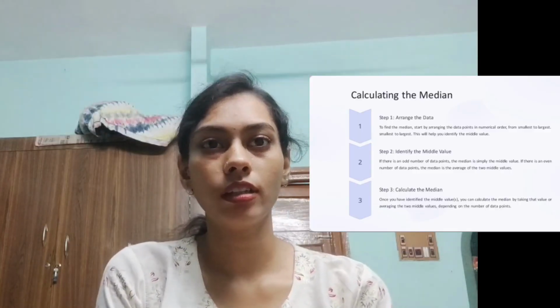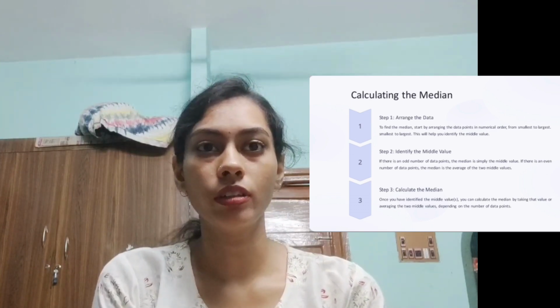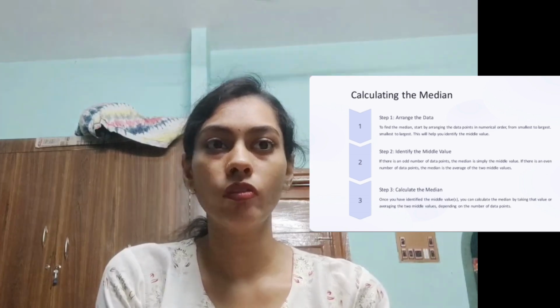Number 1, arrange the data. Order the data points from smallest to largest. Number 2, identify the middle value. For an odd number of data points, the median is the middle value. For an even number, it is the average of the two middle values. Number 3, calculate the median. Use the identified middle values to determine the median; if even, average the two middle numbers.